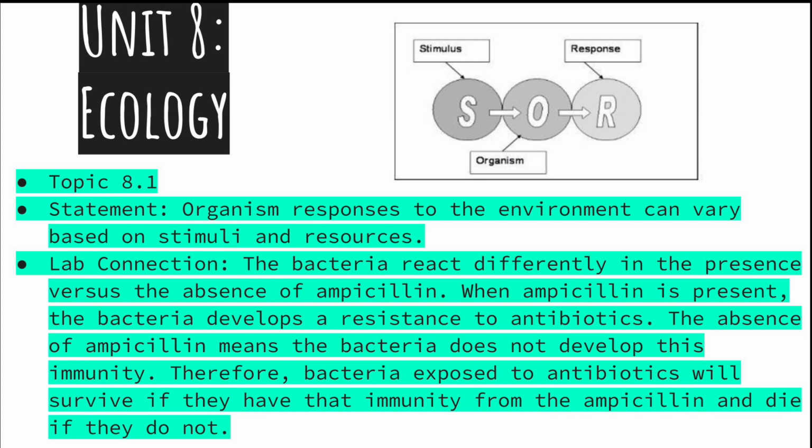Lastly, in Unit 8, the lab relates to Topic 8.1, in which we learn about how organism responses to the environment can vary based on stimuli and resources. In the lab, the bacteria react differently in the presence versus the absence of ampicillin. When ampicillin is present, the bacteria develops a resistance to antibiotics. The absence of ampicillin means the bacteria does not develop this immunity. Therefore, bacteria exposed to antibiotics will survive if they have that immunity from the ampicillin, and they will die if they do not. The picture I chose displays the stimulus, organism, and response chain reaction.